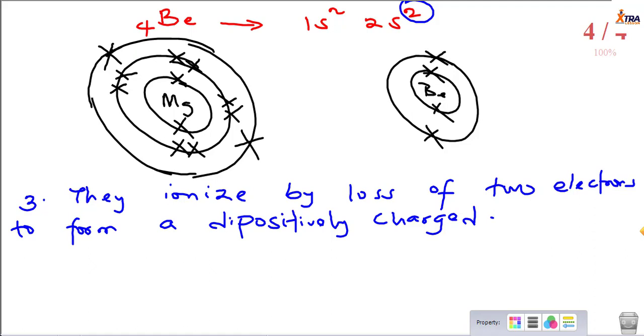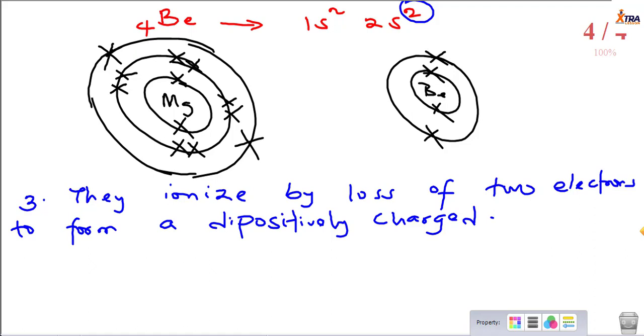Now, it is only reasonable that magnesium loses its 2 electrons because no atom is willing to donate 6 electrons to magnesium. It's not possible. You need 8, and then one atom comes to give you 6. That's not possible. But then you have 2. You can donate those 2, so you can have 8. And that's how group 2 elements ionize. They lose the 2 valence electrons they have to form a dipositively charged ion.